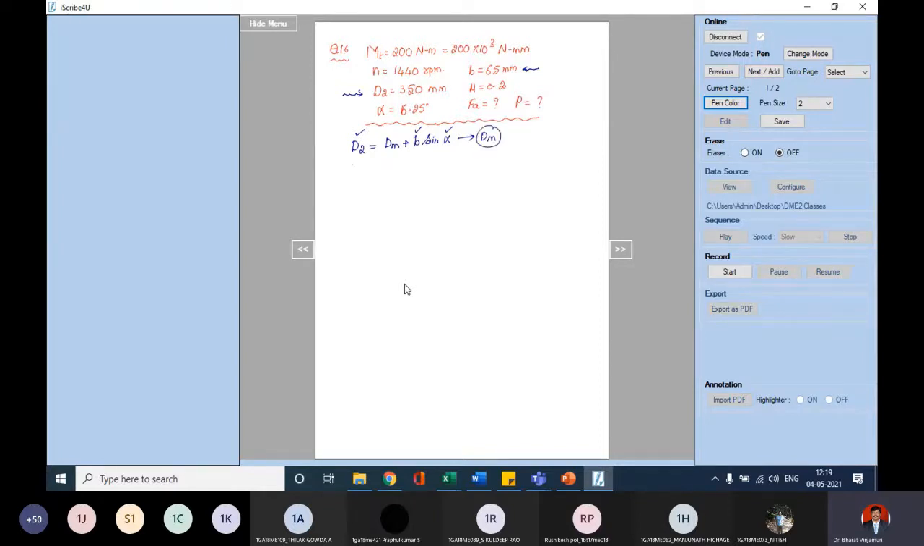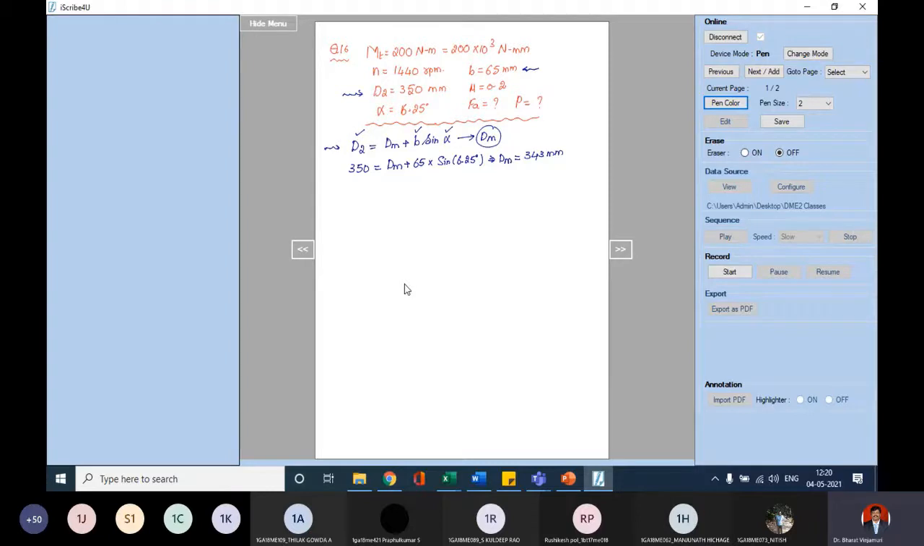So once again, substitute this. 350 is equal to dm plus B, which is 65, multiplied by sin 6.25. How much is the value of dm? 342.9, approximately 343 mm. So I got this value of dm, 343 mm. Very simple way. So the first step is done.